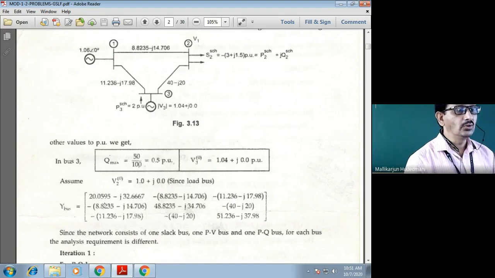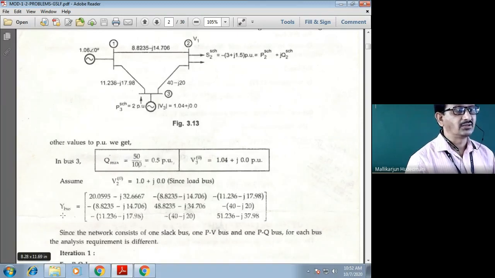Then my step goes to V2 of 0. What is V2 of 0? Voltage estimate of bus 2 initially. V2 of 0 is needed because it is a load bus. Load bus voltage I need to calculate. I start with 1 angle 0, or 1 plus j0, because it is called a flat start. Then I look into the admittance form because I require Y22, Y33, Y12, Y21, Y23. All these admittances I require to solve my numerical problem. Hence, my necessity is to form the Y bus.